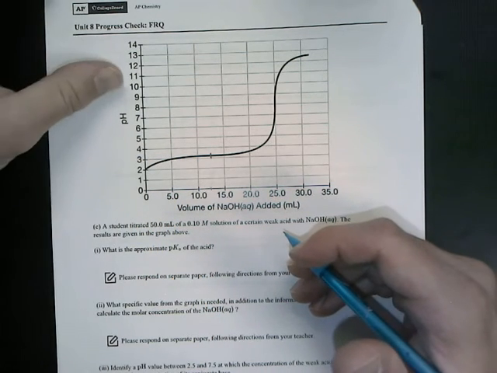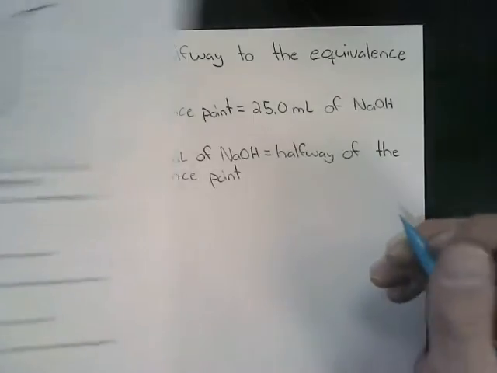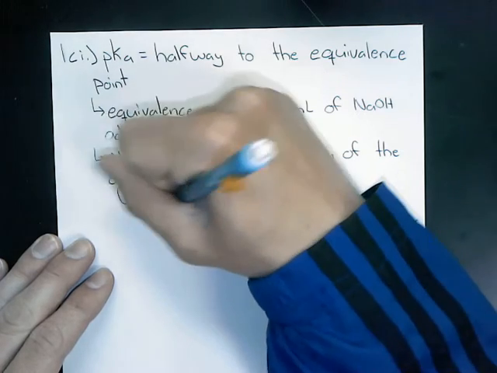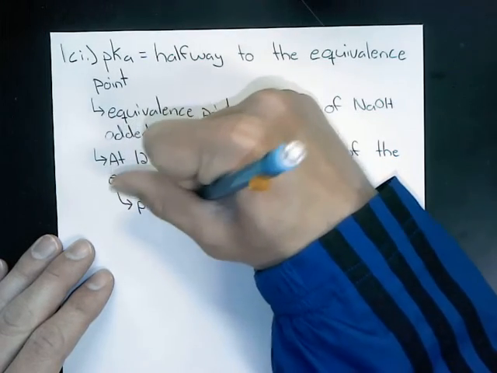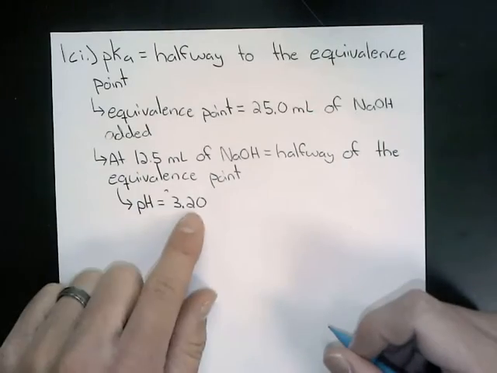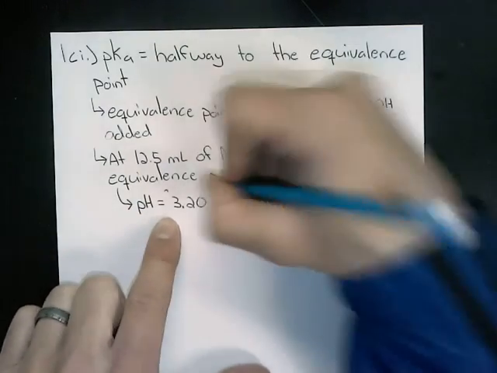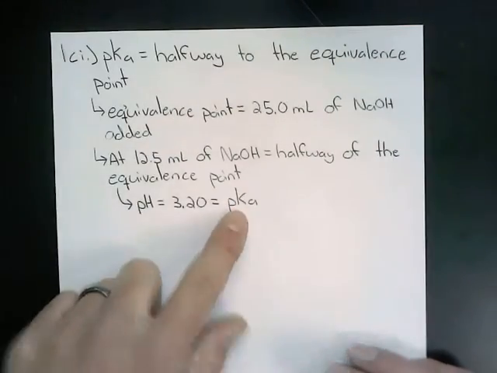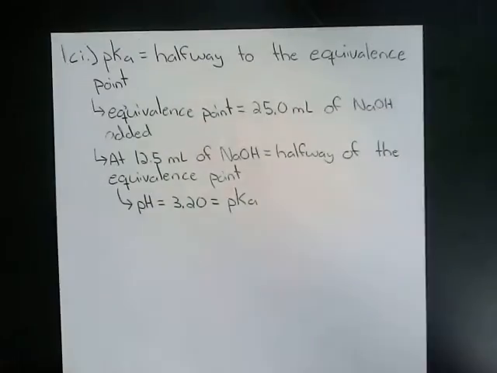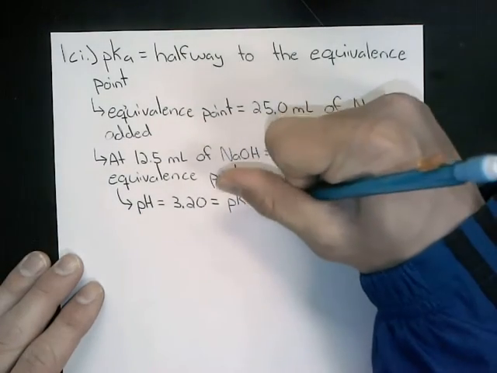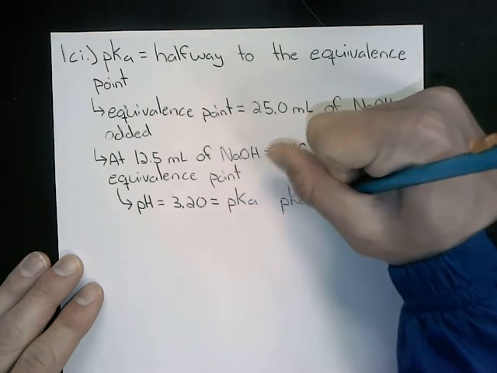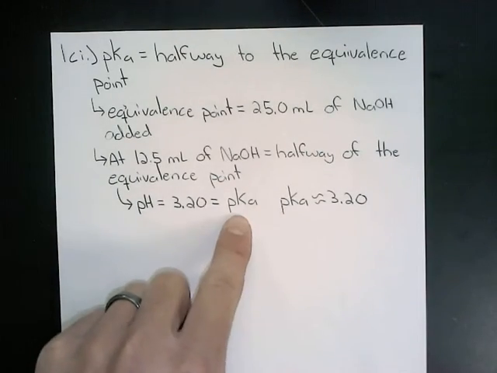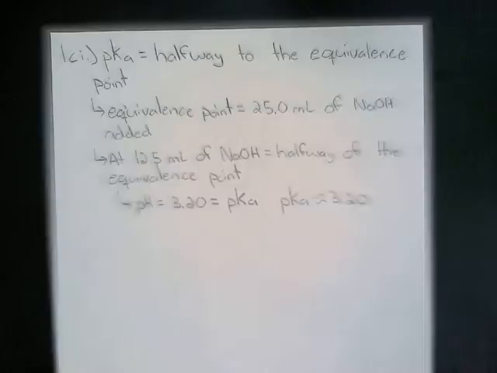I'm going to call that a 3.2. So at this point, our pH is equal to about 3.2, and at that halfway point, this value of the pH is equal to our pKa. So our pKa is about 3.20. Again, this is estimated because we just looked at it on the graph. So we're going to say our final answer here, roughly the pKa is about 3.20 because your pH is equal to your pKa halfway to the equivalence point.